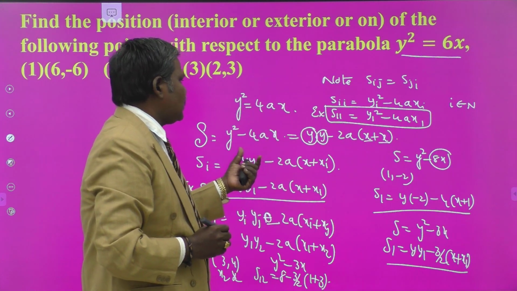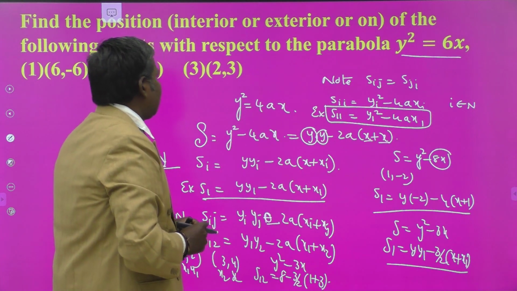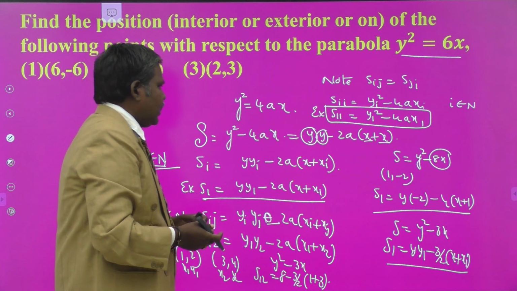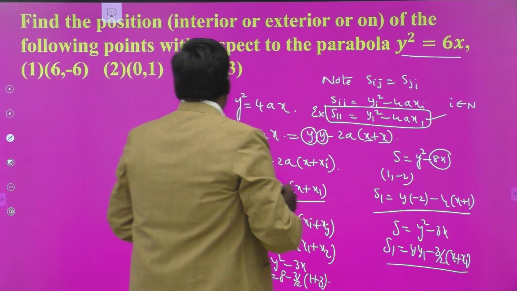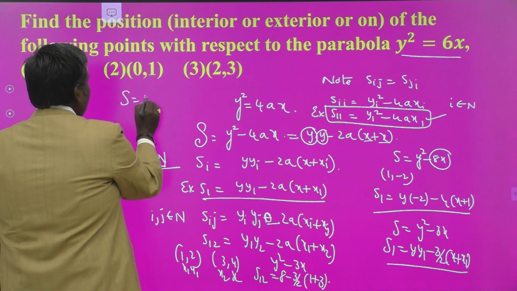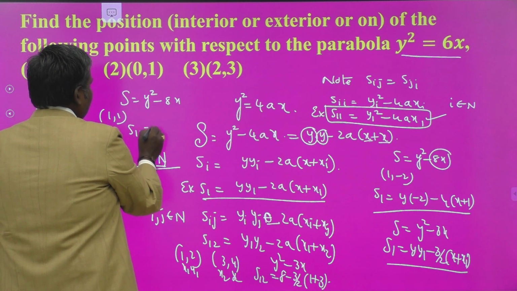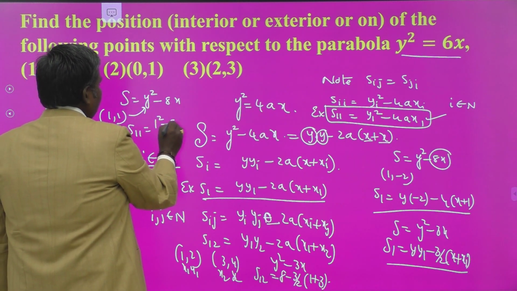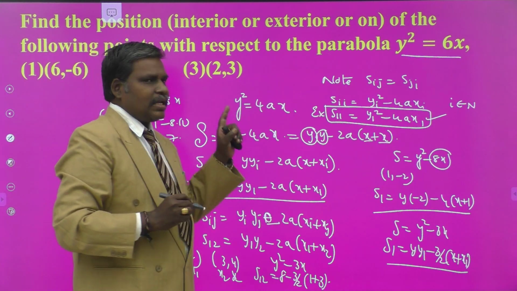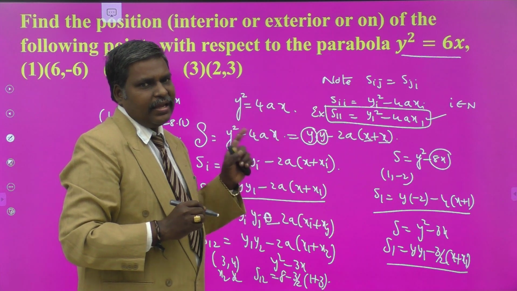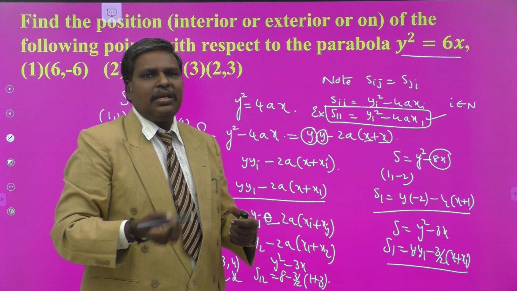So what is your capital S here? y square minus 4ax. That is the standard expression in the entire chapter of the parabola. S11 is equal to y1 square minus 4a x1. For example, if S is y square minus 8x and your point is (1, 1), how to obtain S11? Just substitute the point: 1 square minus 8 into 1. This is minus 7. This is also one value. So Sij and Sii give one constant value, but Si gives one expression in x and y.